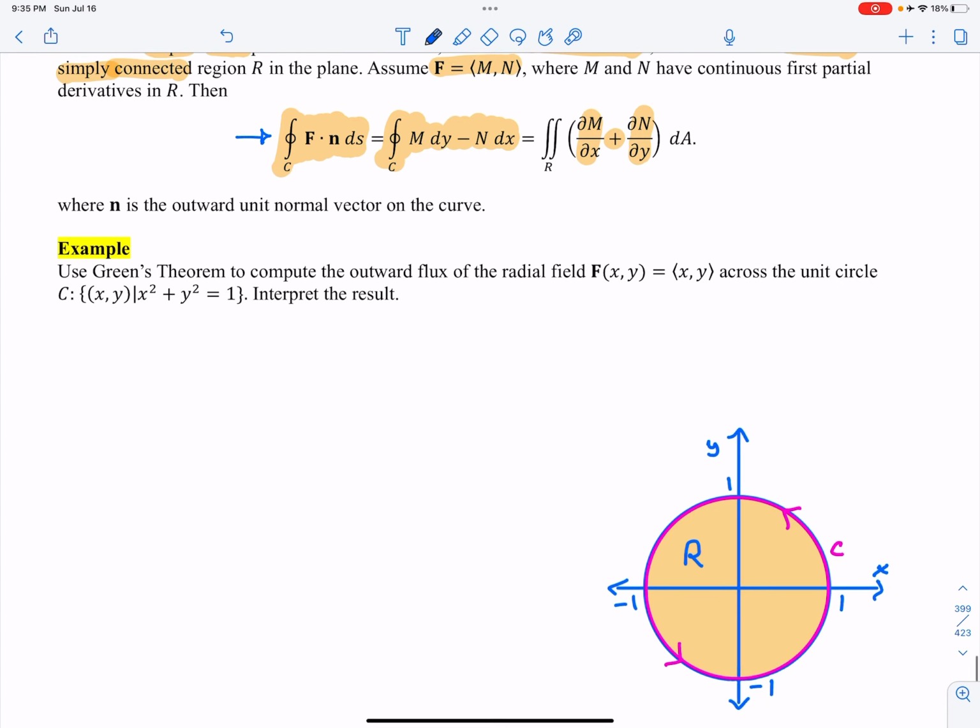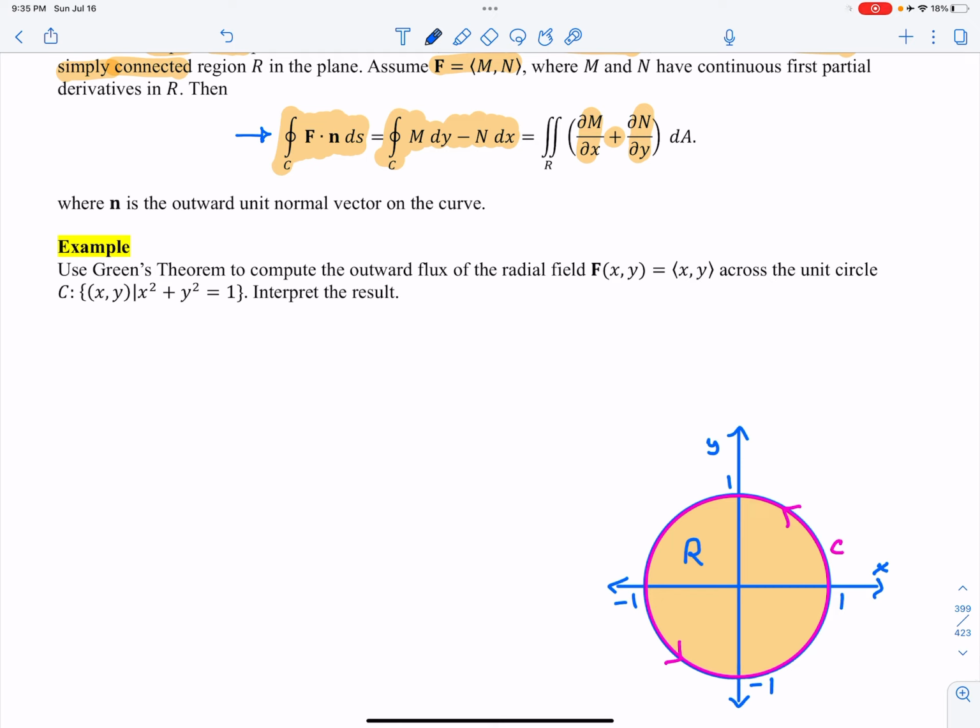So let's do an example of this. Use Green's theorem to compute the outward flux of a radial field. A radial field, remember, is going to shoot vectors out in every single direction, and it's going to get bigger as we go out away from the origin, across the unit circle, and they want us to interpret the result.